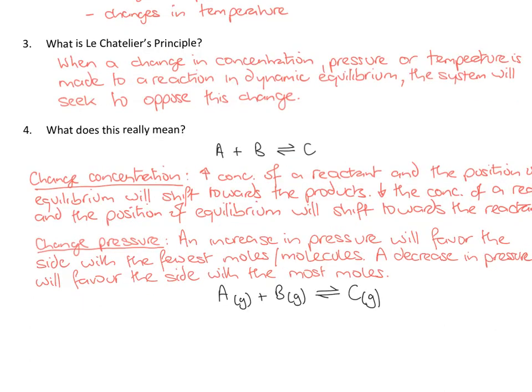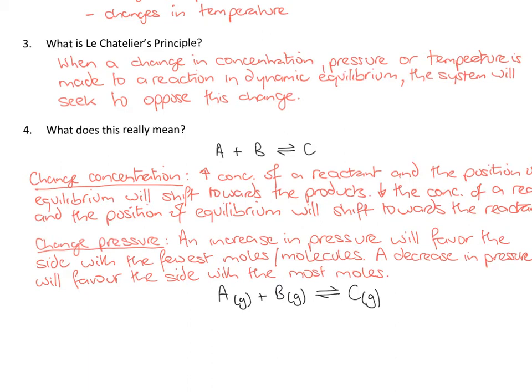So if we take our example reaction that we've been looking at, A plus B goes to C, and we make the assumption that all of the species in this reaction are gases, then we can consider how changing the pressure would affect this position of equilibrium. So if we increase the pressure in this closed system, Le Chatelier's principle tells us that the system will seek to oppose that change, and the only way it can reduce the pressure is to make sure that there are fewer particles or fewer molecules, so it's going to shift to the side with the fewest molecules.